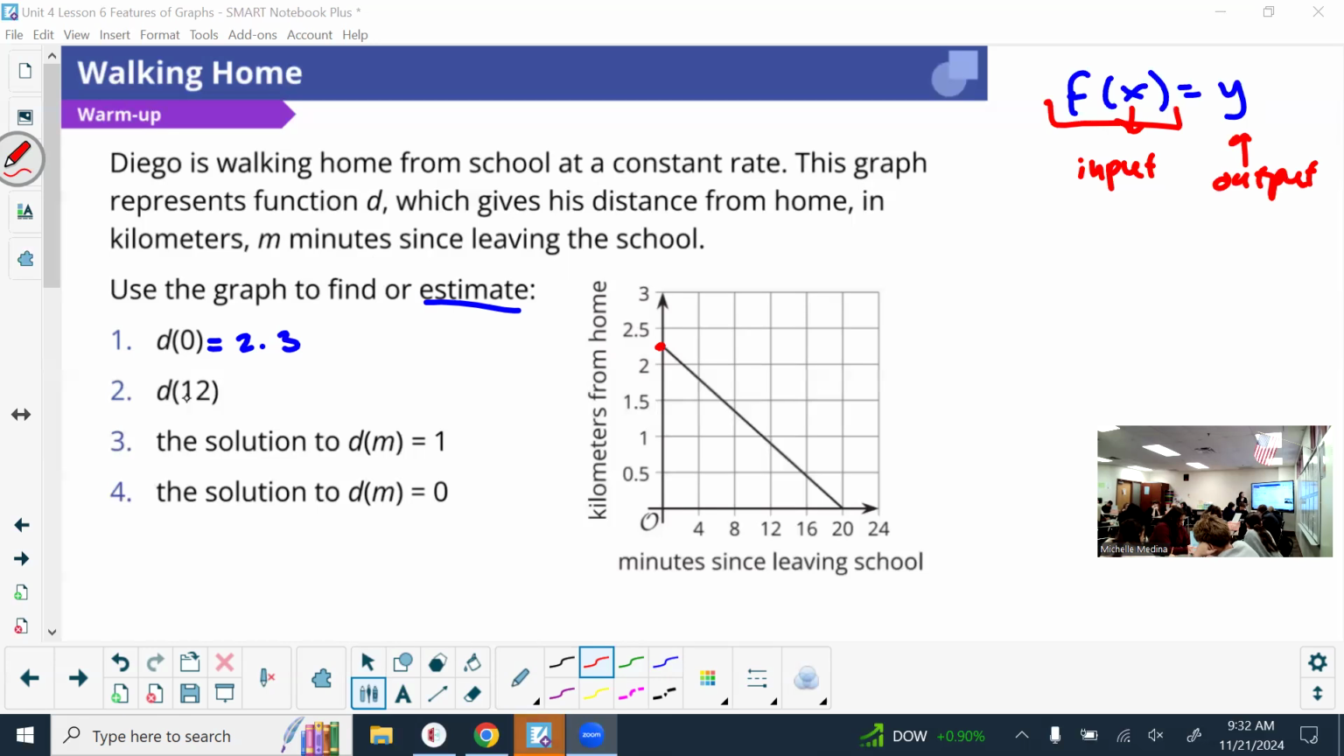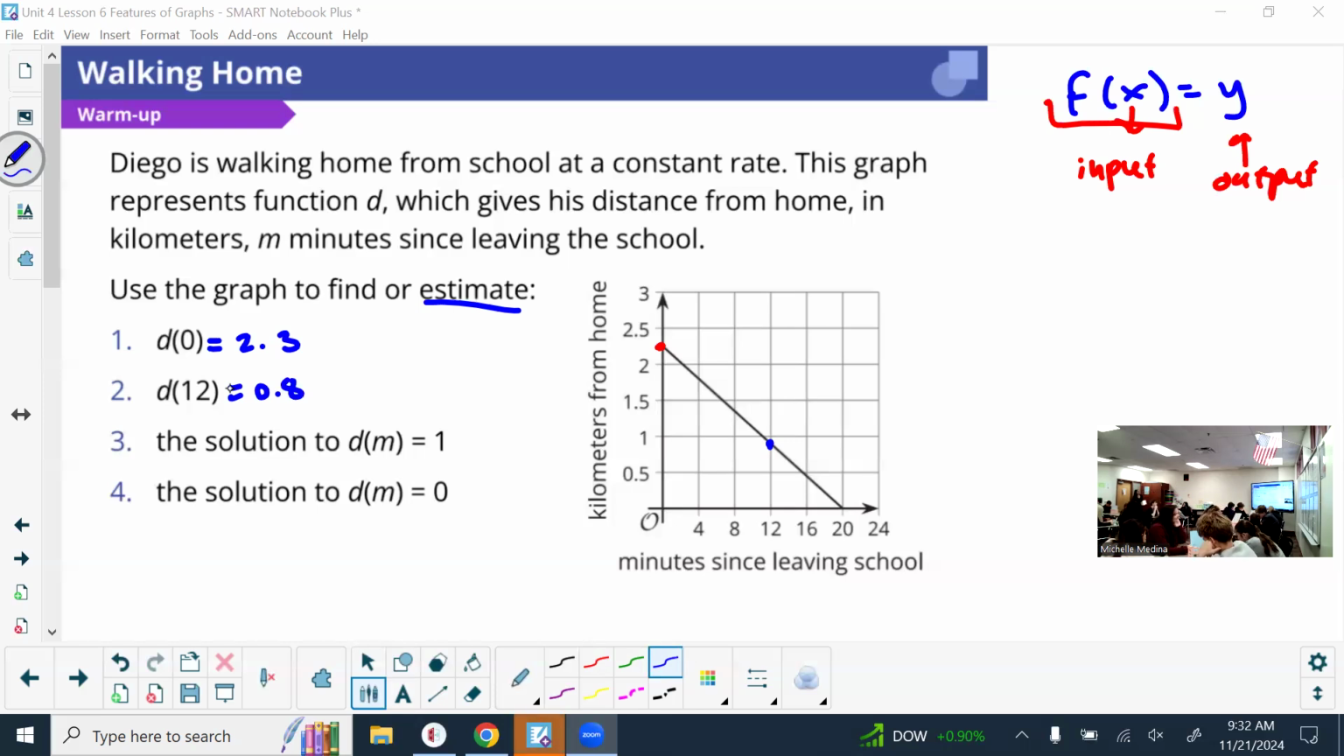Table 2, what about v of 12? All right, and that would be here. So looking for x of 12, where we're touching the line, about 0.8. I would definitely not say 1 exactly because it's not right on that grid line. So something close to it.